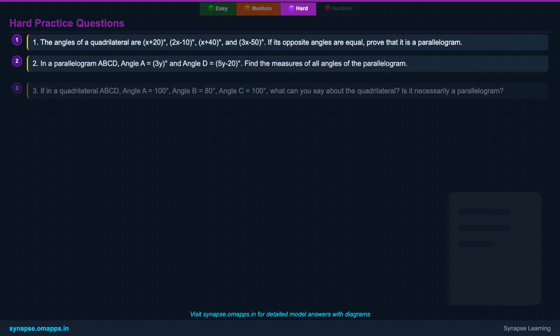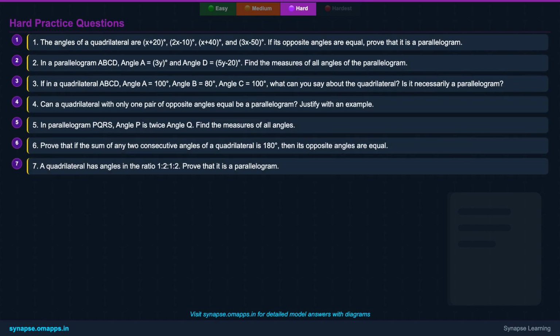It's time for some hard-level practice questions. These problems will challenge your understanding of the theorem, its converse, and its relationship with other quadrilateral properties. You might need to combine multiple concepts or work through multi-step proofs. Take your time, analyze each question carefully, and apply your knowledge. Pause the video to solve them.